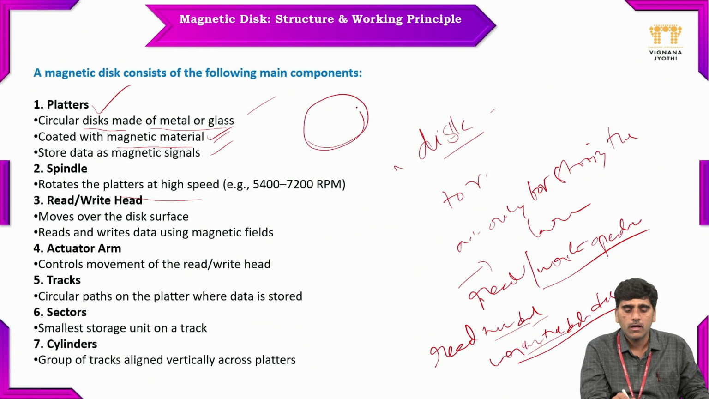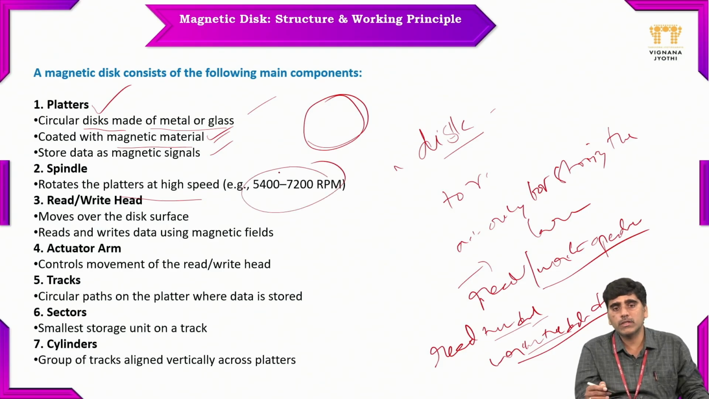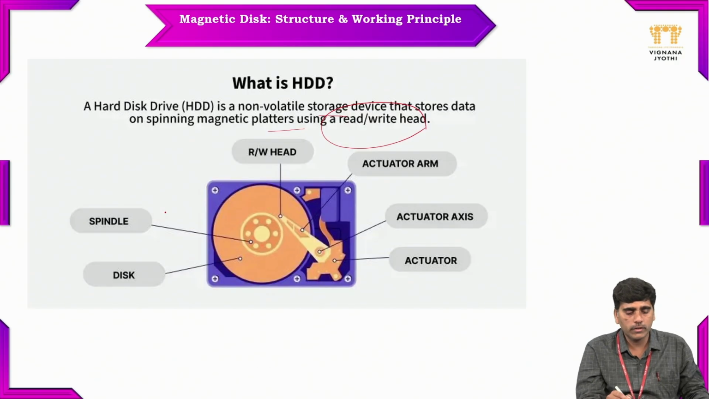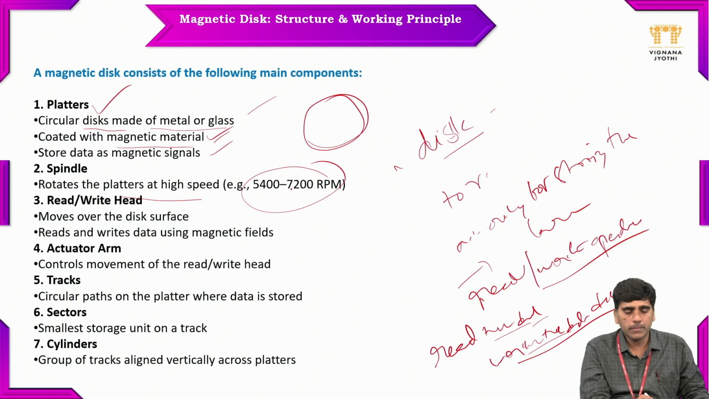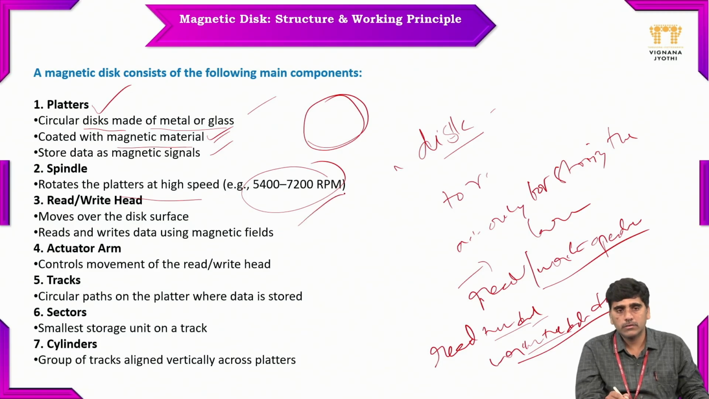The spindle rotates these platters at a high speed. The speed is 5400 to 7200 RPM, revolutions per minute. And the read or write head. Here you can see the read or write head. This is the read or write head which moves over the disk surface, and reads and writes data using magnetic fields on that magnetic material.